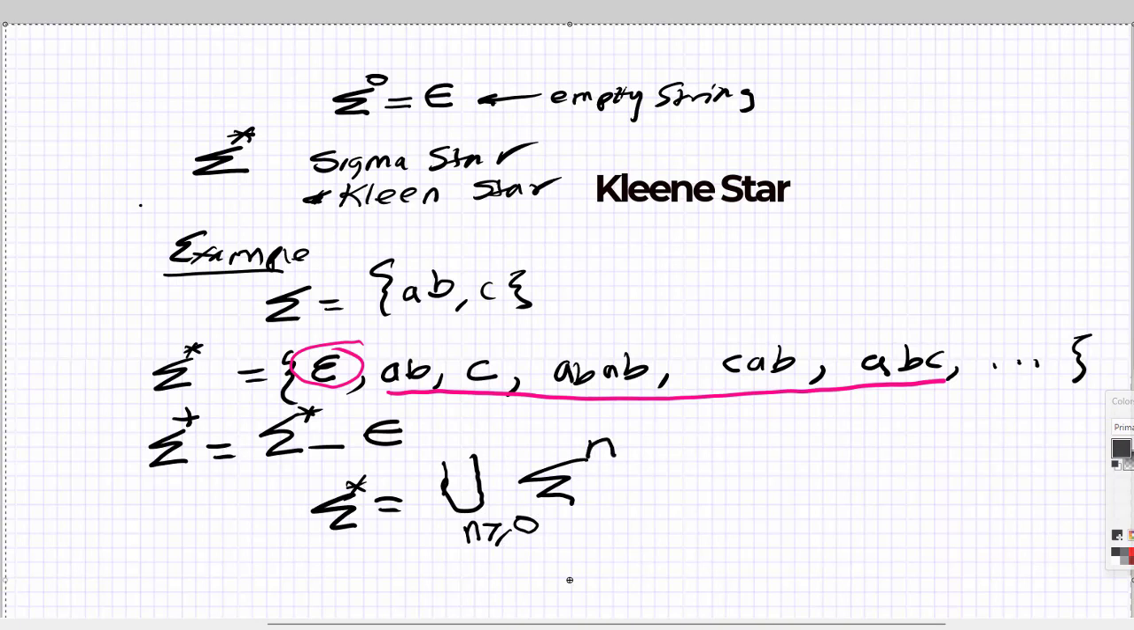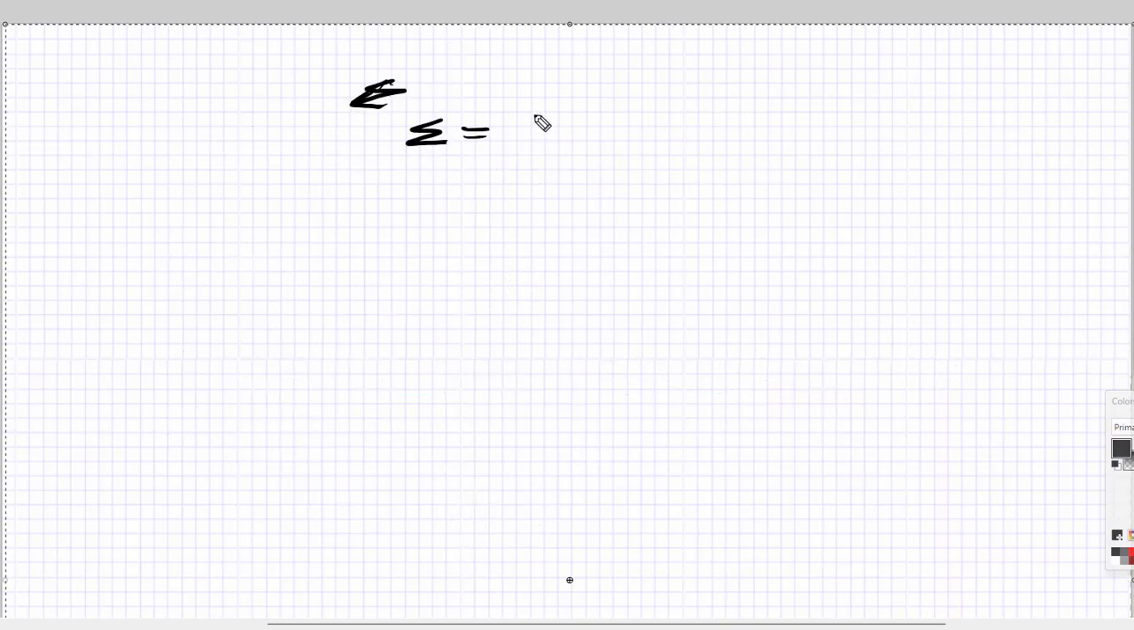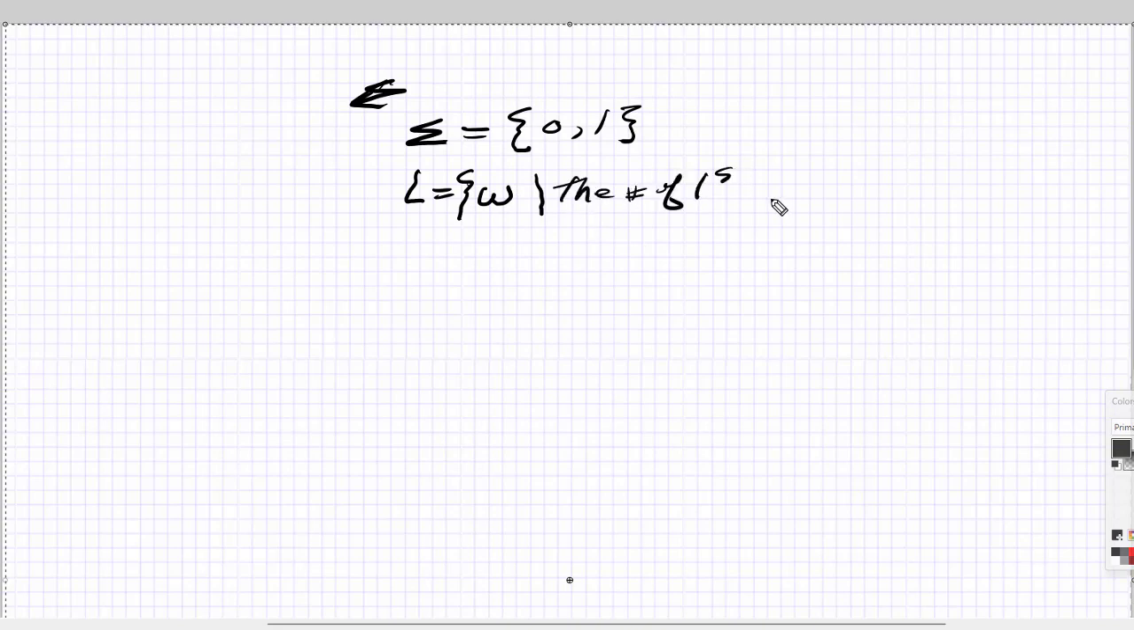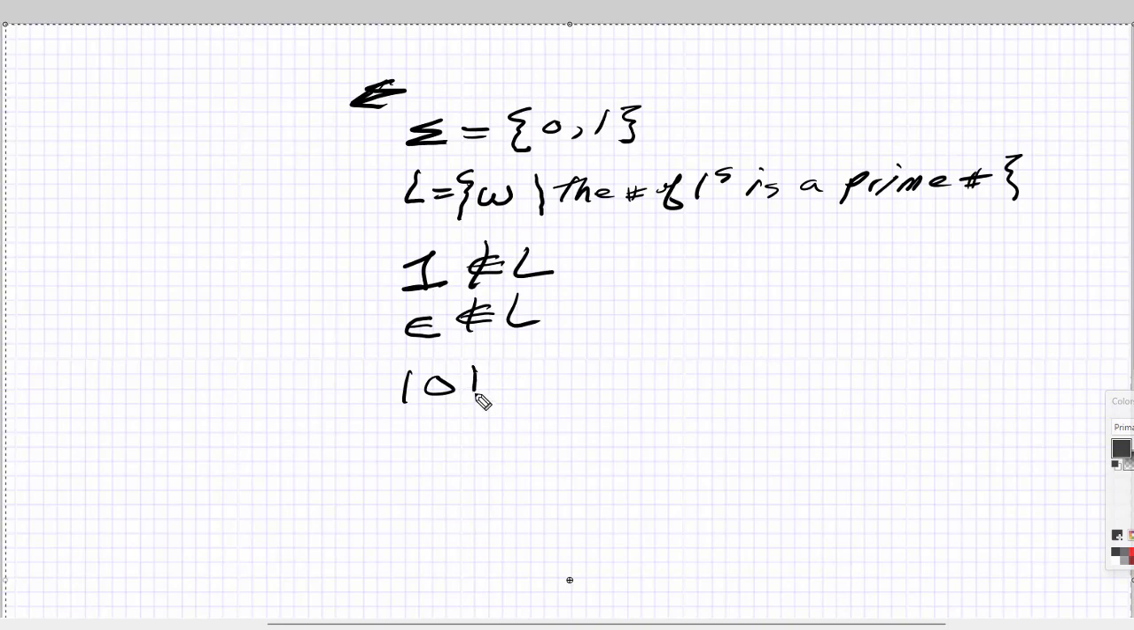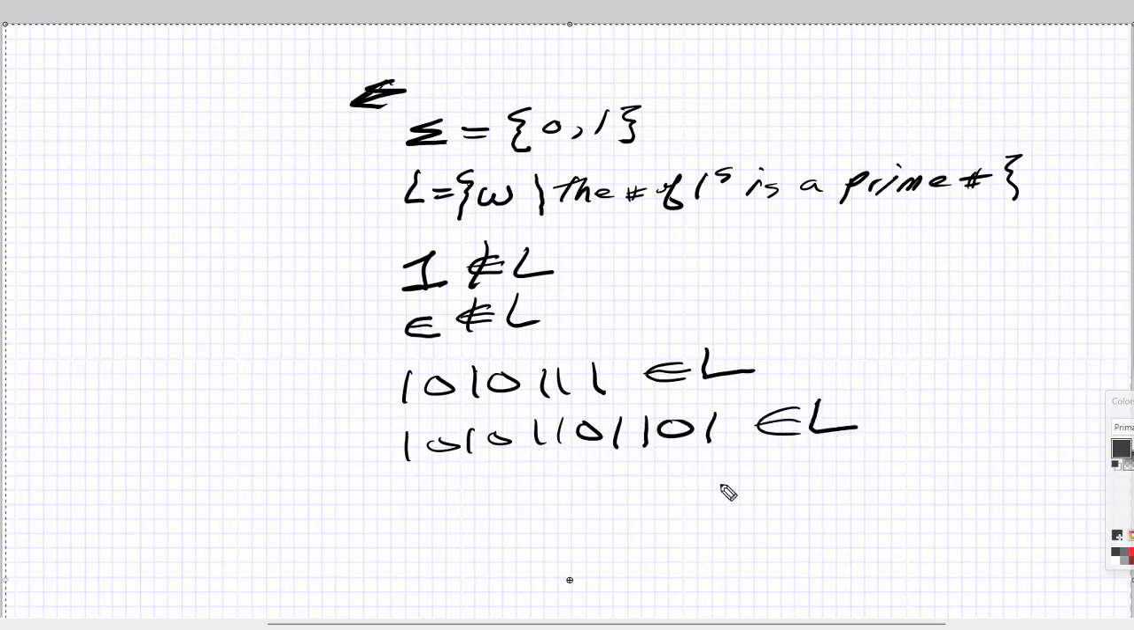Let's do examples. Let's say that the alphabet is 0, 1. The language is the set of words such that the number of ones in the word is a prime number. So 1 is not part of the language. The empty string is not part of the language. How about 1, 0, 1, 0, 1, 1, 1? Is that part of the language? Yes, because there are 5 ones. How about 1, 0, 1, 0, 1, 1, 0, 1, 1, 0, 1? Counting 1, 2, 3, 4, 5, 6, one more, that's 7 ones. That also belongs to the language.